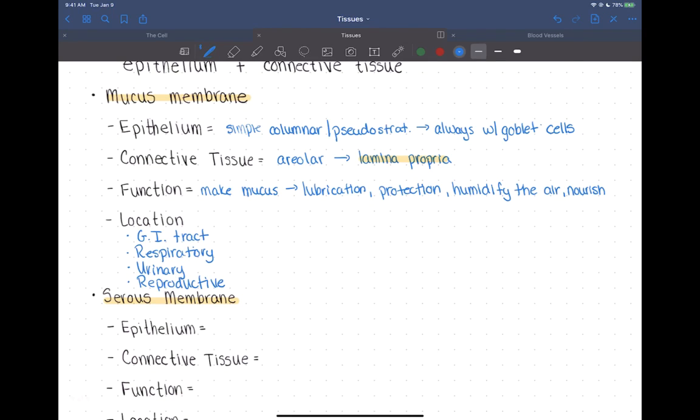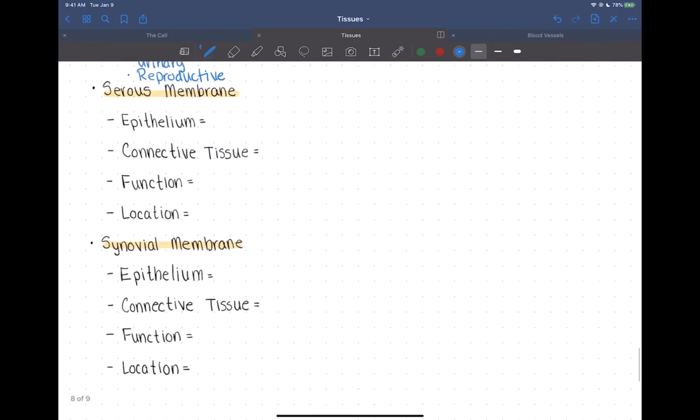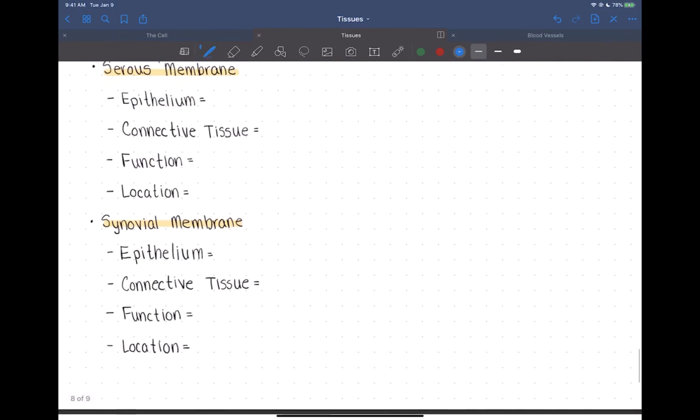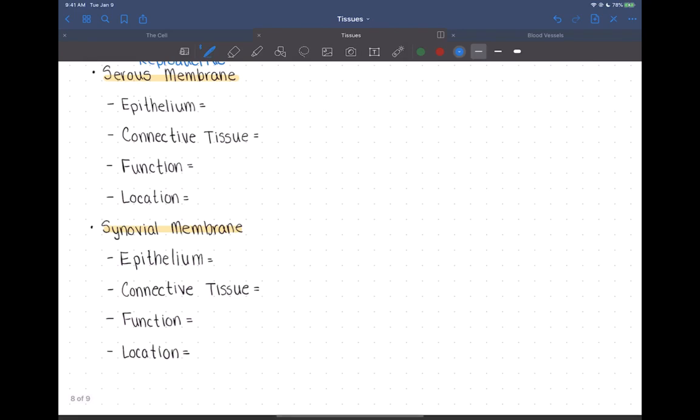Now let's talk about a serous membrane. Serous membranes are found lining a lot of body cavities. The epithelium in a serous membrane is always going to be simple squamous. Remember that mesothelium we talked about before. So simple squamous.